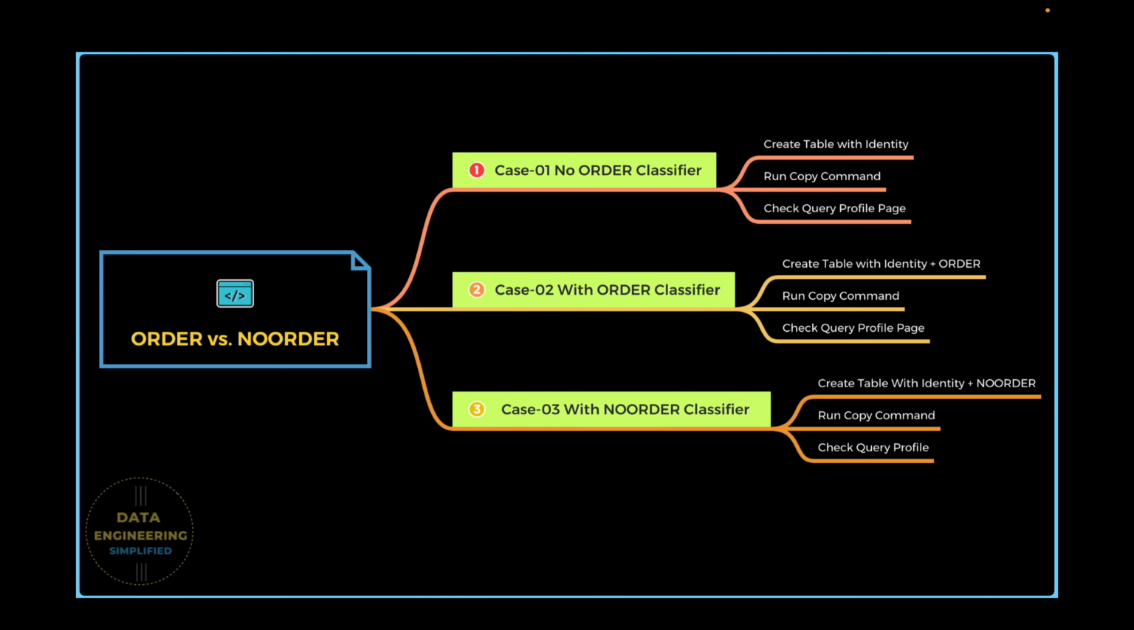So we have seen all the scenarios: case 1 without any classifier, case 2 with the order classifier, and case 3 with the no order classifier. And we have seen the performance of the copy command when we load a large dataset into these 3 different employee tables.